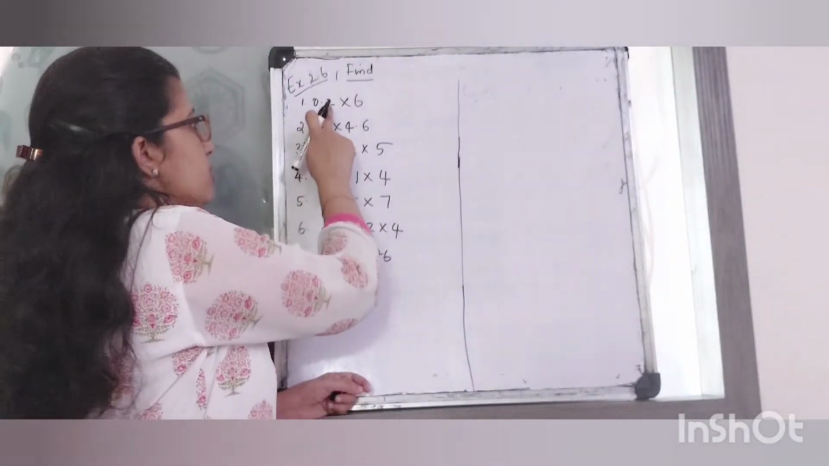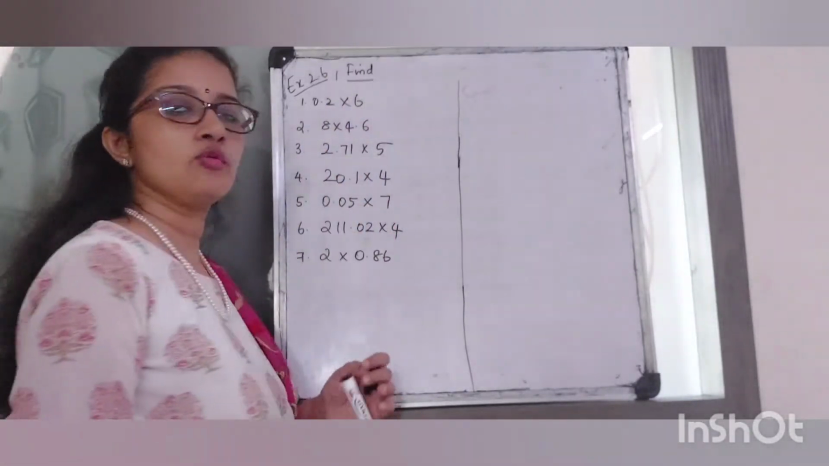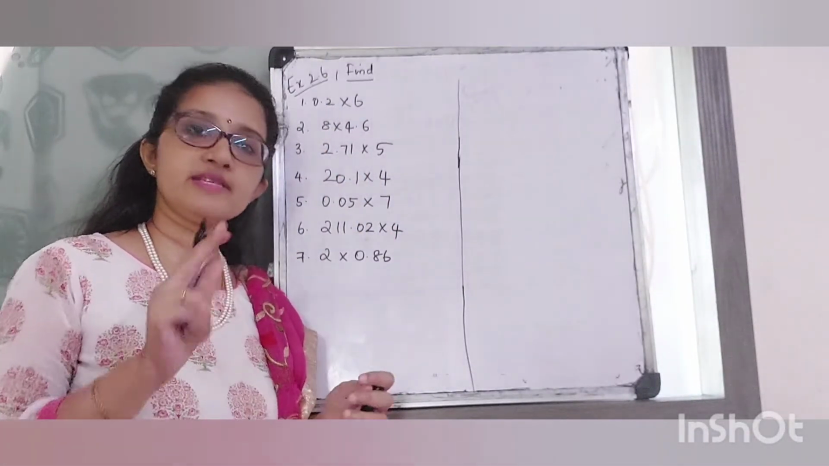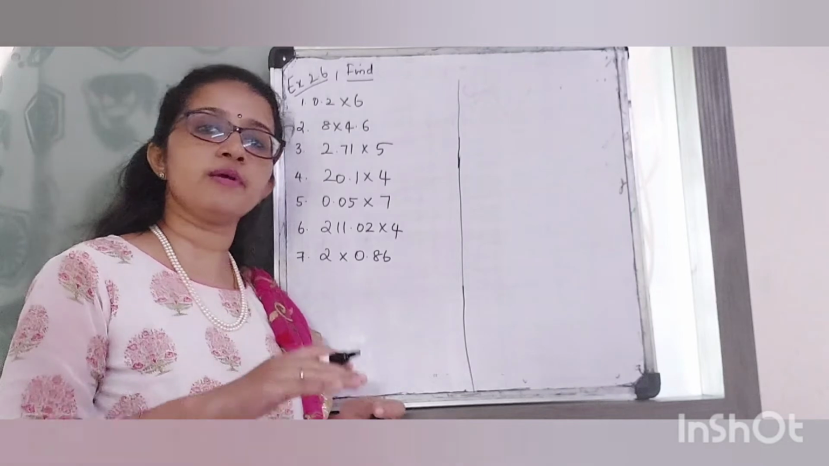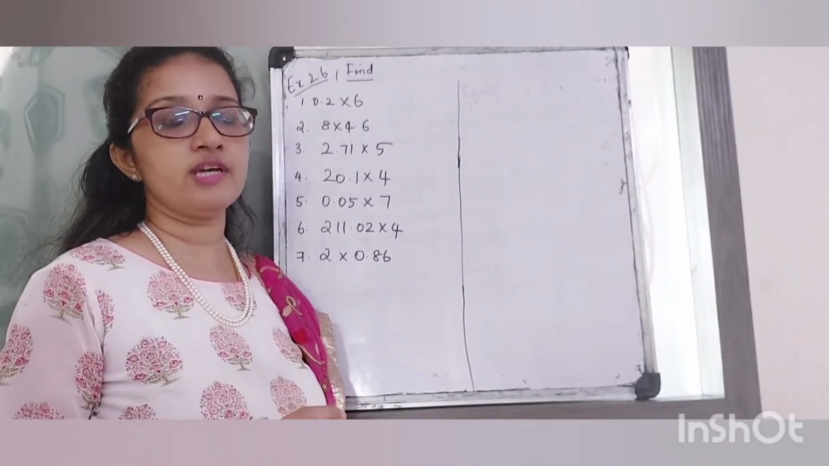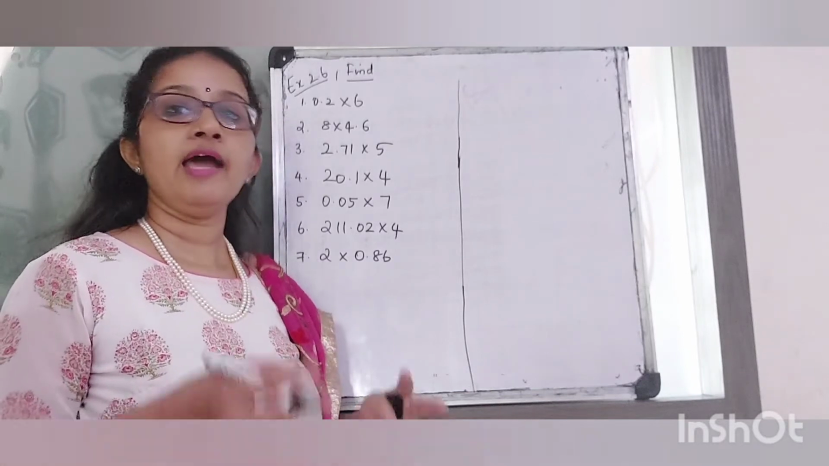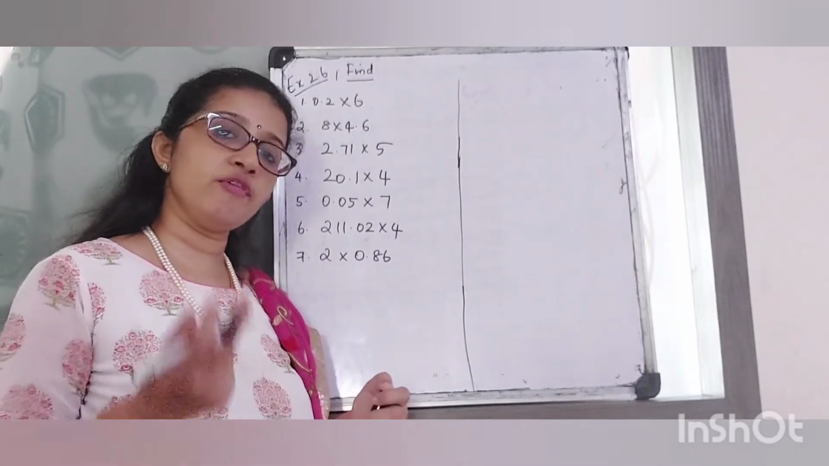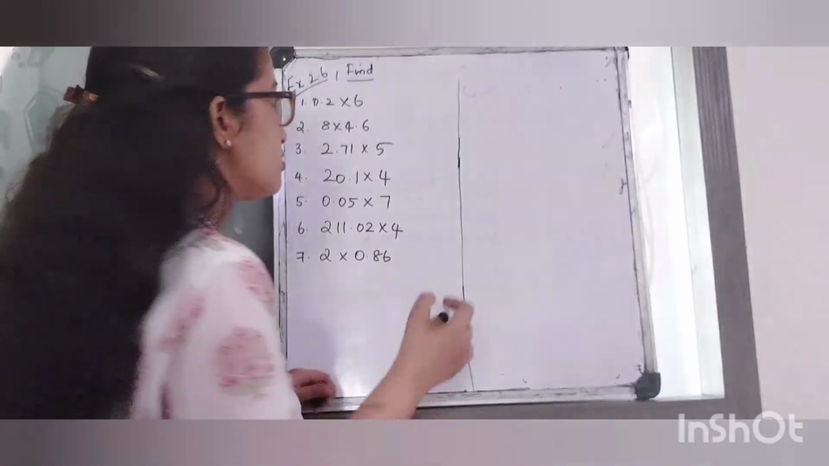The first problem is 0.2 into 6. So what should we do whenever we are multiplying a decimal number and a whole number, or a decimal number and a decimal number? We have to first ignore the decimal point and directly multiply, and finally after we get the answer we have to put the decimal point. Correct? So first, what is it?